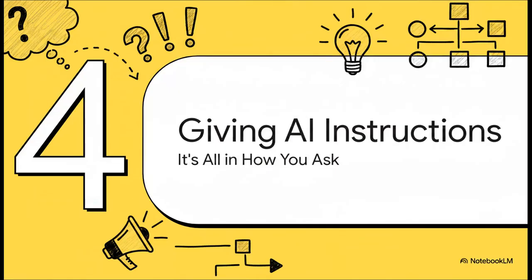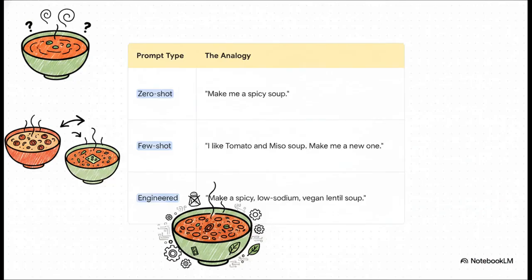Okay, so once the AI is trained and ready to go, how do we use it? This brings us to something really practical, giving the AI instructions. Because it turns out the quality of your results depends almost entirely on the quality of your questions. It really is all in how you ask.